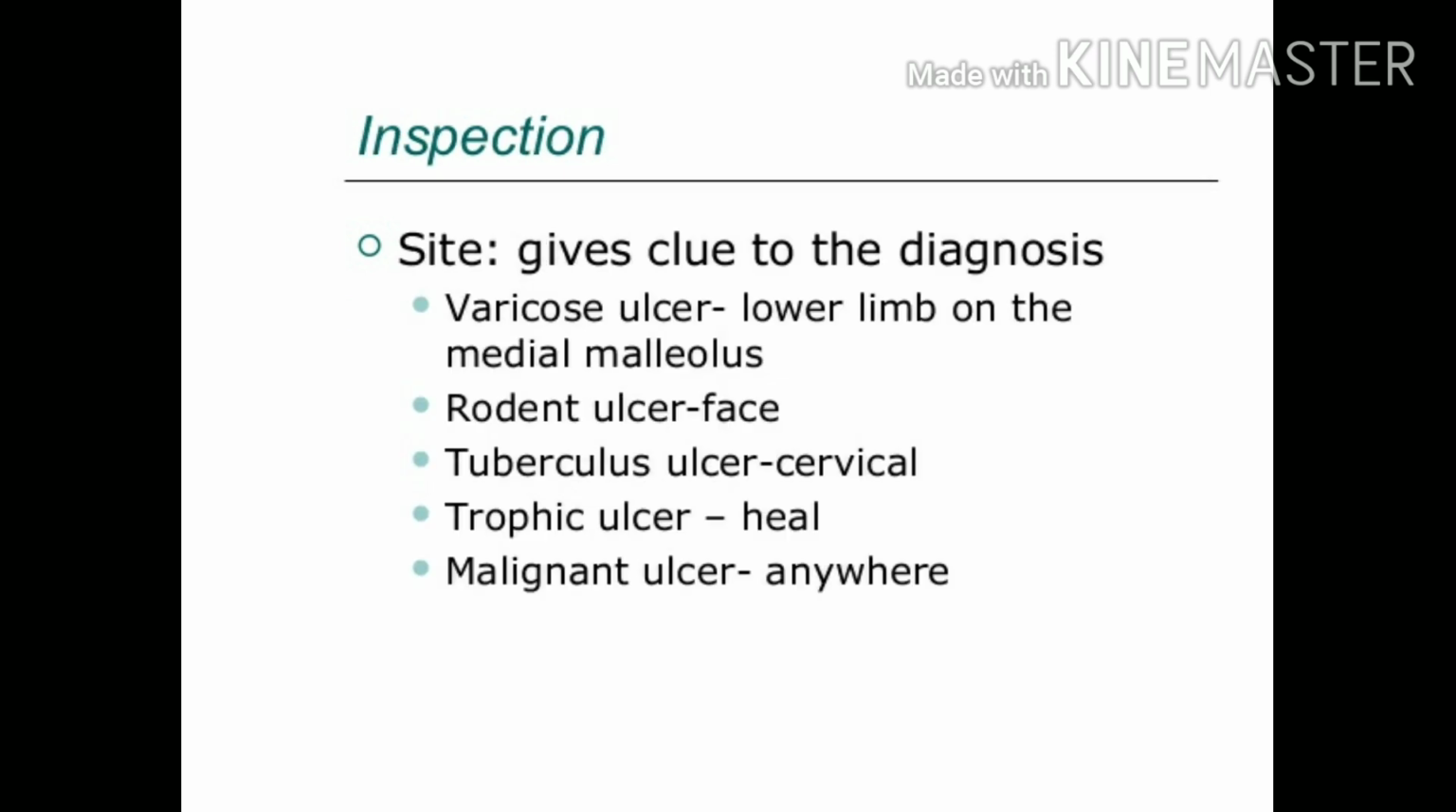Now coming to inspection, the site gives a clue about the diagnosis. Very typically, varicose ulcers will be on the lower limb near the medial malleolus. Rodent ulcer will be over the face. Tuberculous ulcer will be involving the cervical area. Tropical ulcers will be seen over the heel, and malignant ulcer can be seen anywhere.